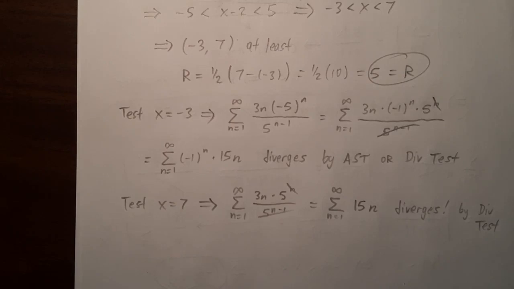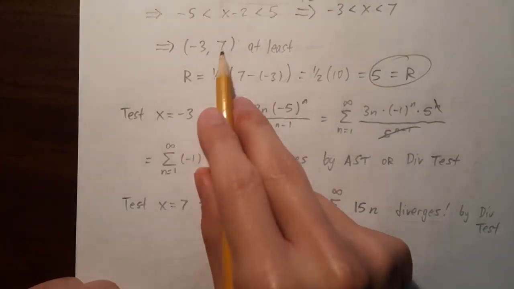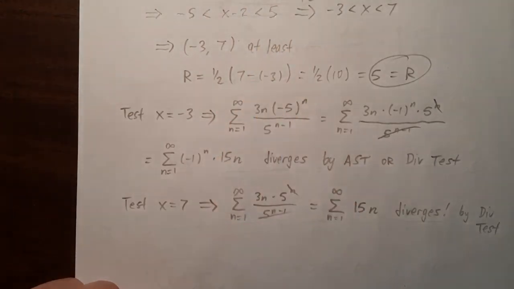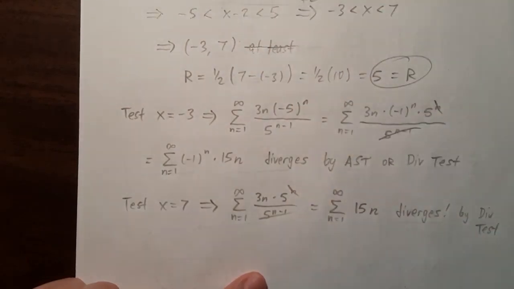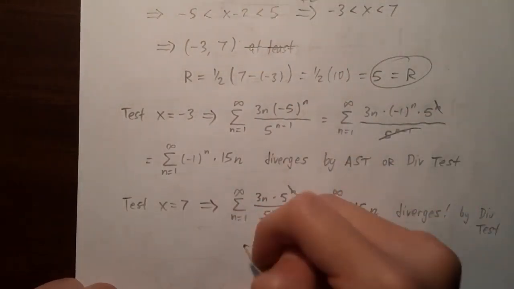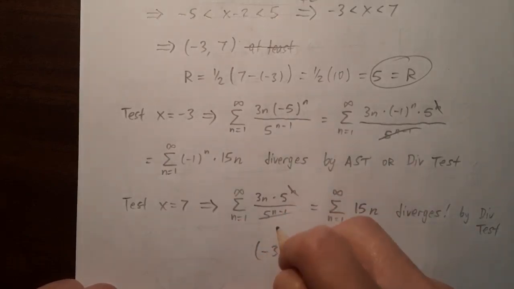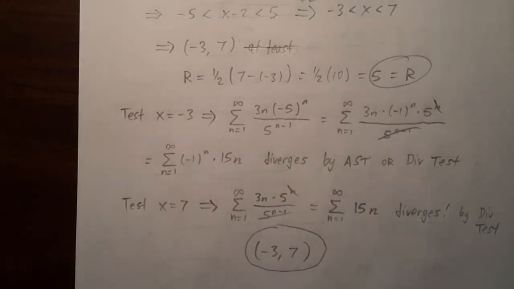All right, so in that case, 7 also makes it diverge, so we shouldn't include the 7 as part of the interval. So it looks like this smallest possible interval of convergence actually is the true interval of convergence. So -3 to 7, exclusive, is our interval of convergence.